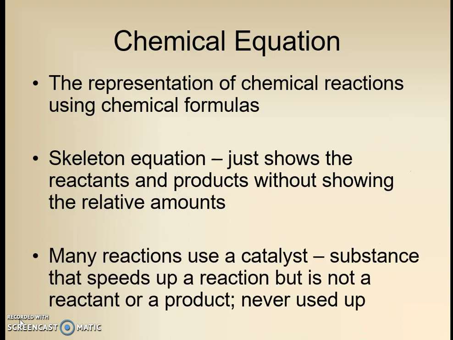And also within that chemical equation, it will show things such as a catalyst. A catalyst is a substance that you put into a chemical equation, but it's not a reactant or a product because it doesn't get used up. It gets spit back out as quickly as it gets used, but it allows the reaction to go faster because it lowers the activation energy needed for that reaction to happen.